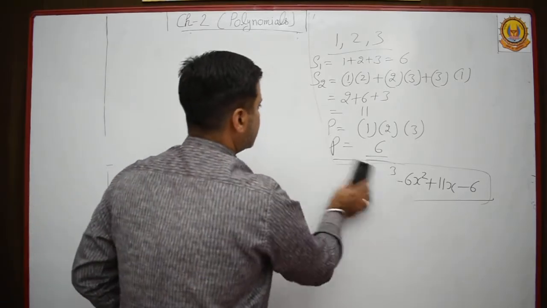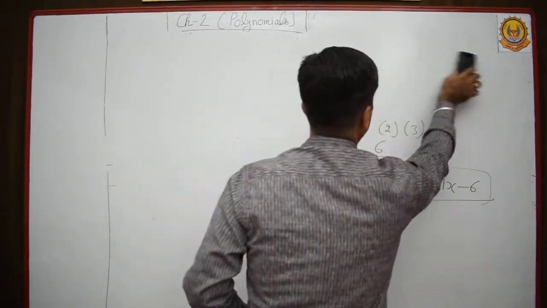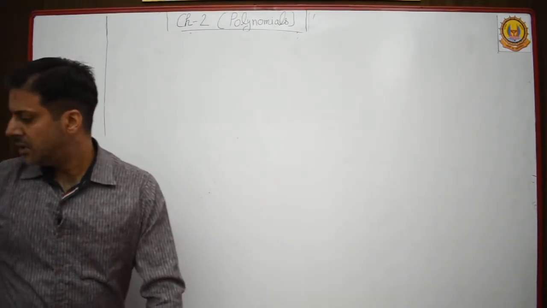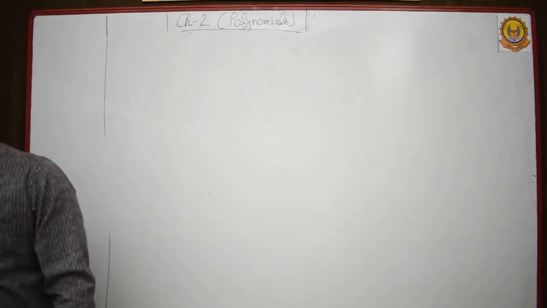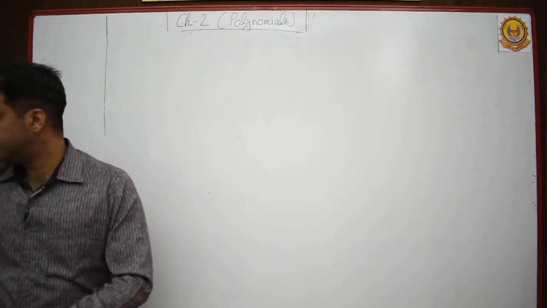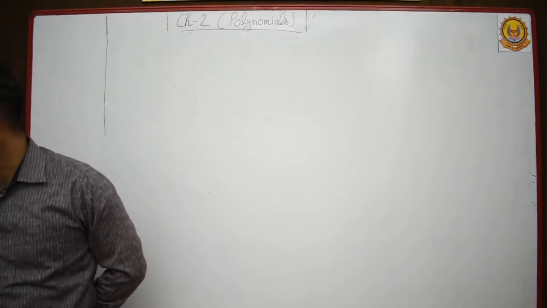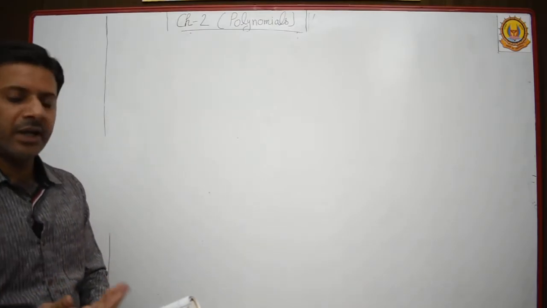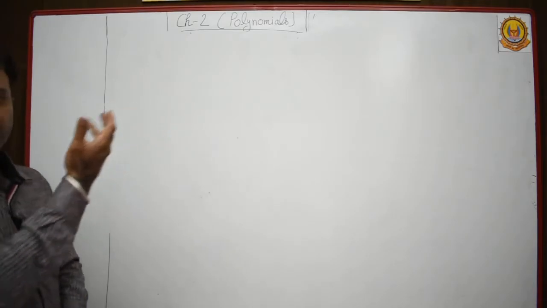So the next exercise is 2.2. All the questions I have discussed with you. In 2.2, the first question is: find the zeros of the following quadratic polynomials and verify the relationship between zeros and the coefficients. So these are quadratic polynomials and I have already discussed them with you.